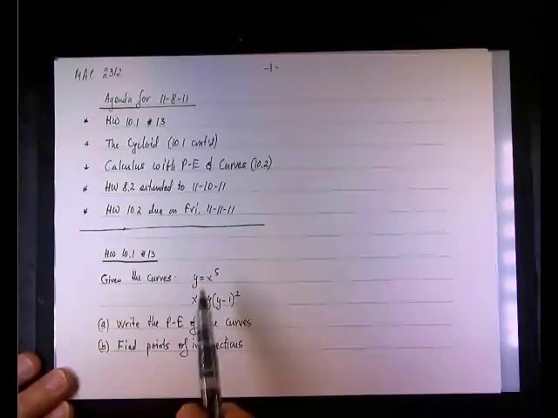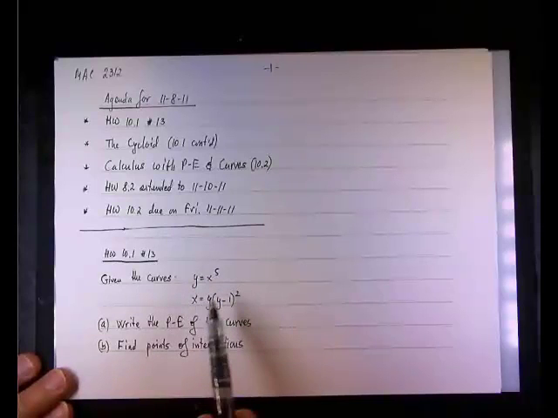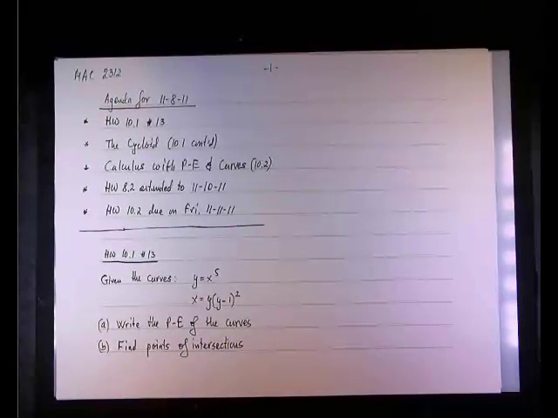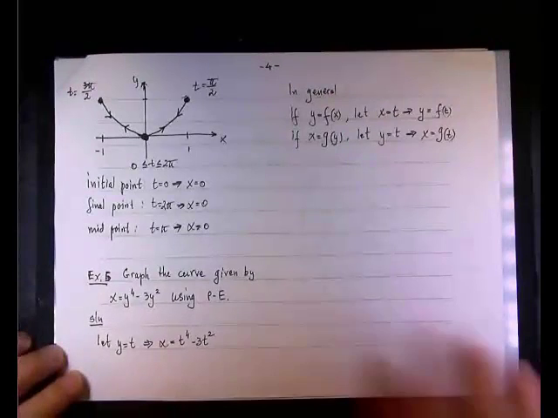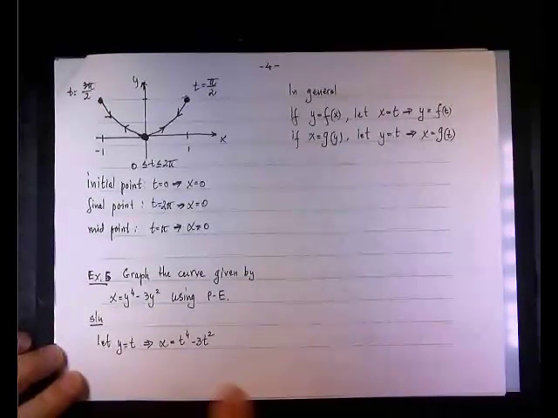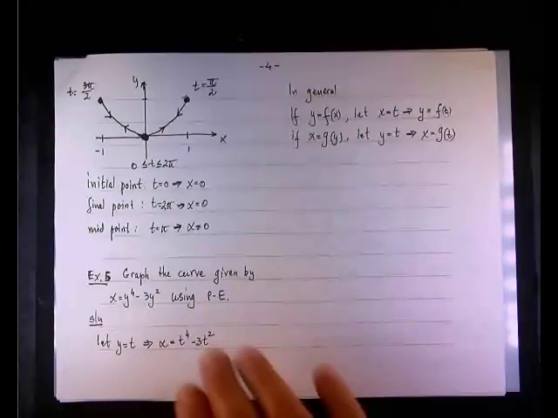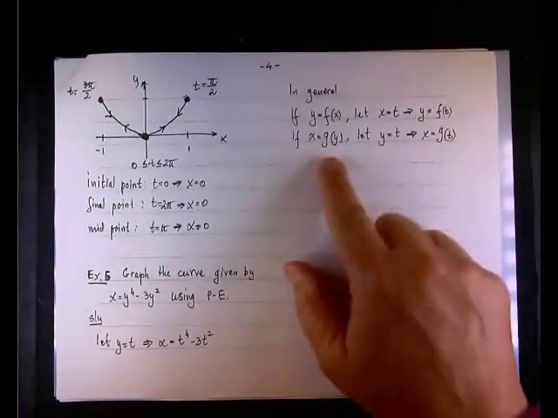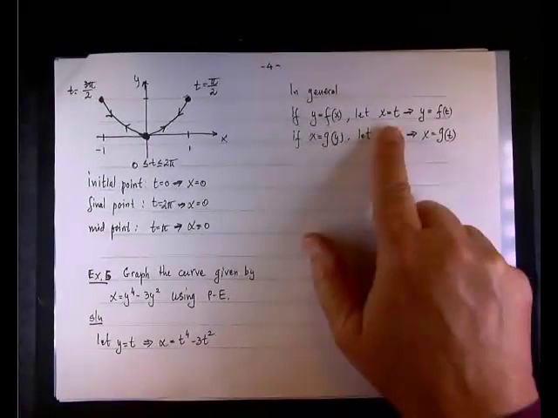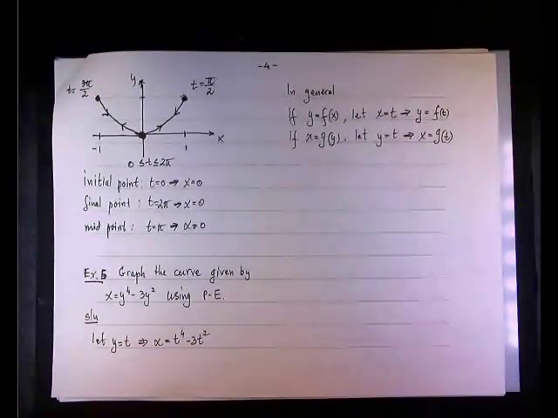So we have two curves. One is y equals a function of x, and the other is x equals a function of y. I want to take you back to the end of last class, before the test, to a comment I made at the very end. I said in general, as example 5, if y equals f of x, you want to let x equal t and y equals f of t.